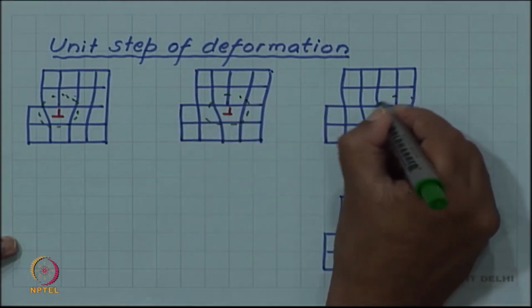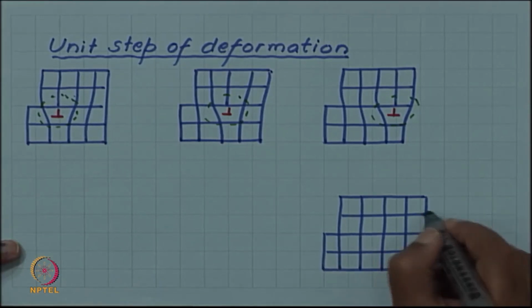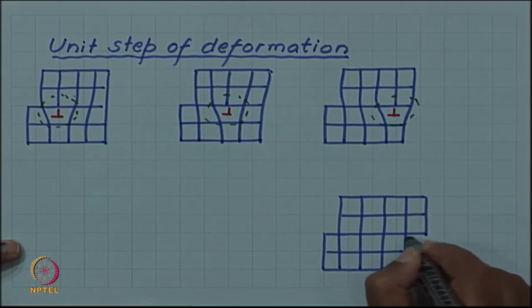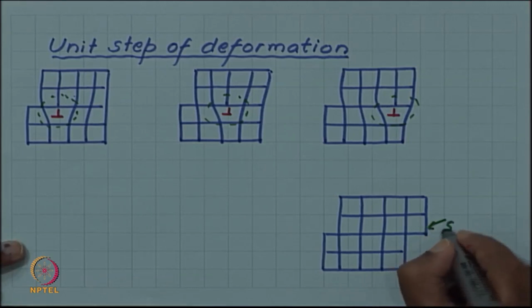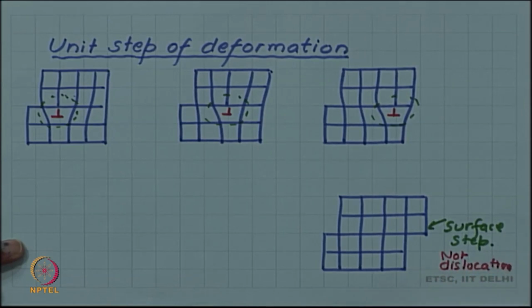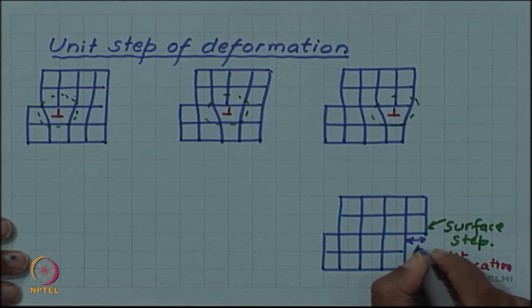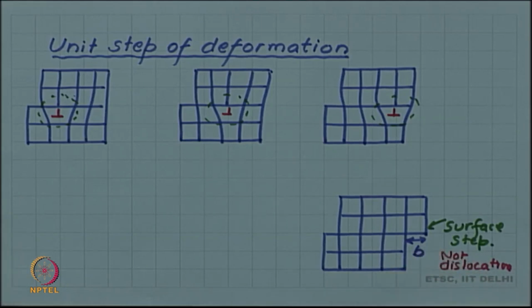The region around the dislocation was disturbed, but once the dislocation comes out and the plastic deformation is complete, then the planes are now straight and there is no deformation. So, this will not be considered as a half plane and a dislocation. This is just a surface step. This is not a dislocation. So, this means that a dislocation has to come out and disappear to create a unit surface step. In the dislocation terminology, you remember that if the dislocation comes out, it creates a step of Burgers vector b.